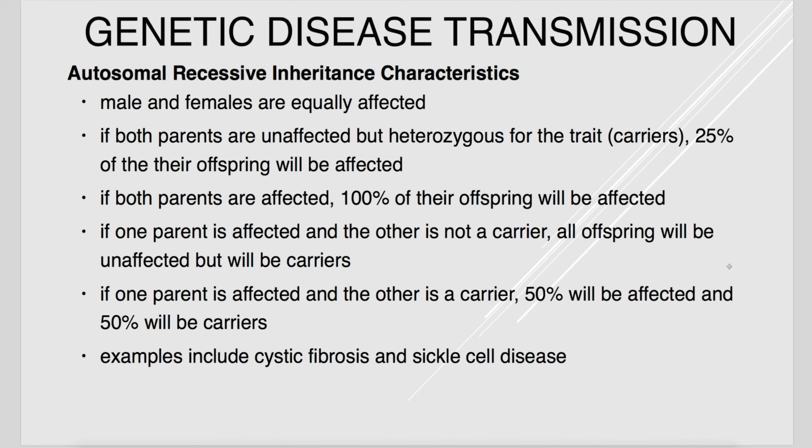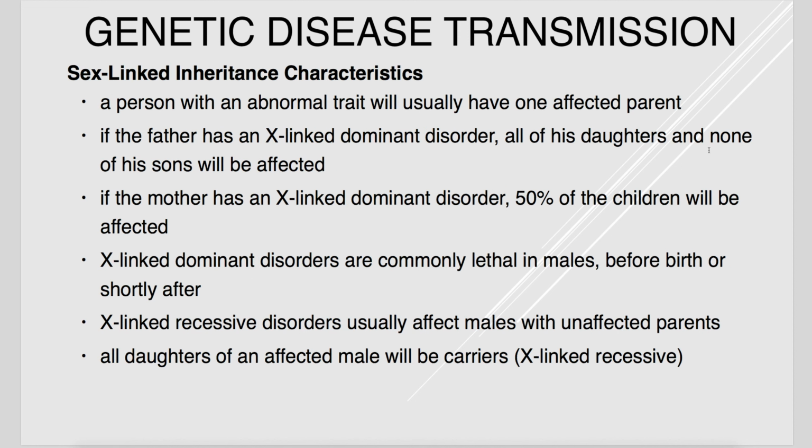So if one parent is affected and the other is a carrier, 50% will be affected and 50% will be carriers. And then examples: sickle cell, cystic fibrosis. Okay, so sex-linked inheritance, also known as X-linked. Typically there will be one affected parent if there is an abnormal trait, not always.